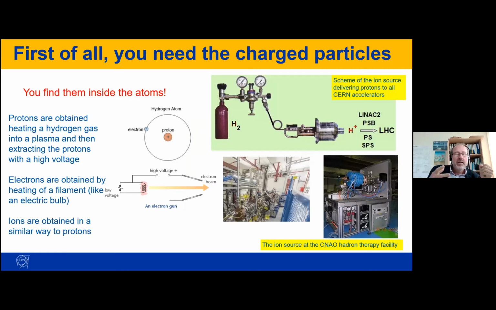The simplest atoms that we can use to generate protons, for example, are hydrogen atoms. Hydrogen: one proton, one electron. And if you heat a hydrogen gas, you create a plasma of protons and electrons, and then applying a voltage, an electric field, you can extract your protons and repel the electrons. So it's a good way to create a proton beam. With an electron beam, it's even easier because you have to heat a filament. It's like a bulb that you have at home.